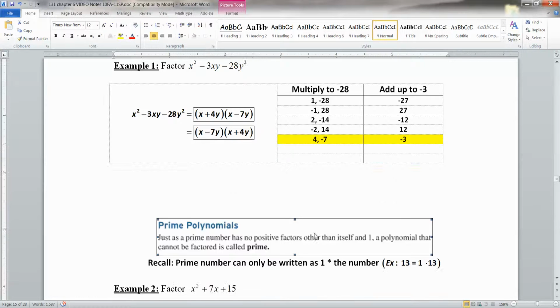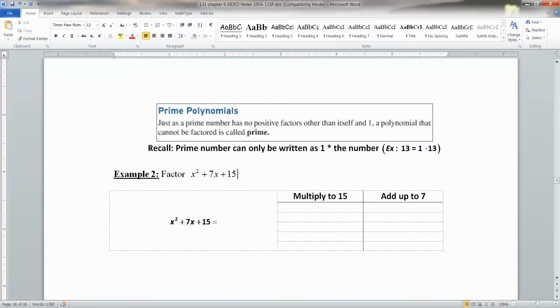Now let's move on to the last concept, which is prime polynomials. Now remember, a prime number is a number that can only be written as 1 times that number. So for example, 13 is prime. It's only 1 times 13. That's it. It can only be written, factored. It is factoring. Remember, prime factorization used to make the trees. So it can only be factored as 1 times that number. So you have the factors.